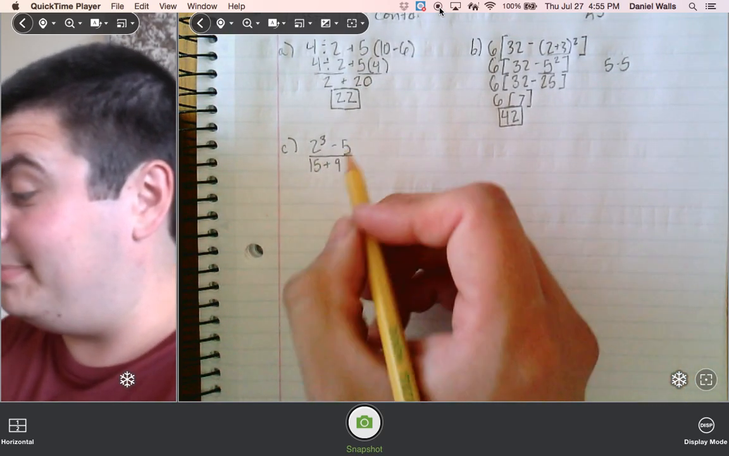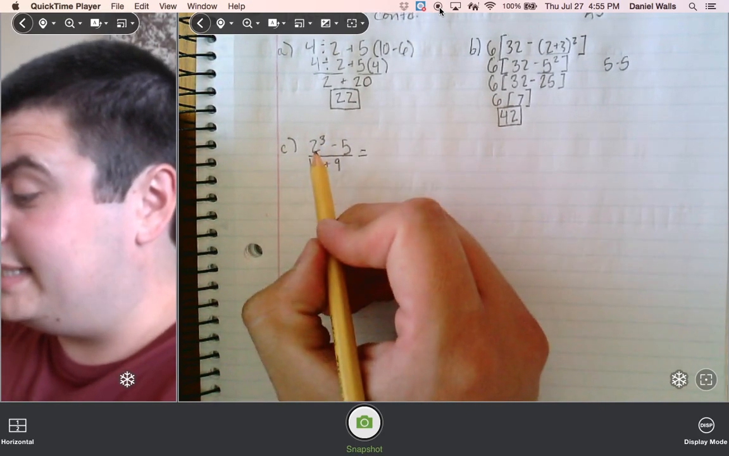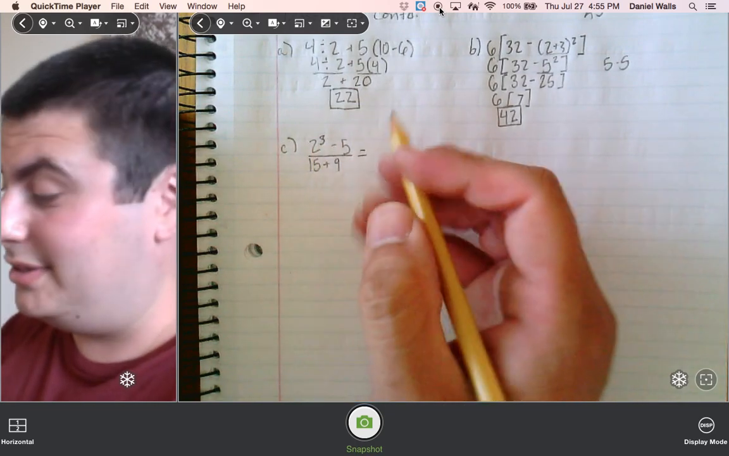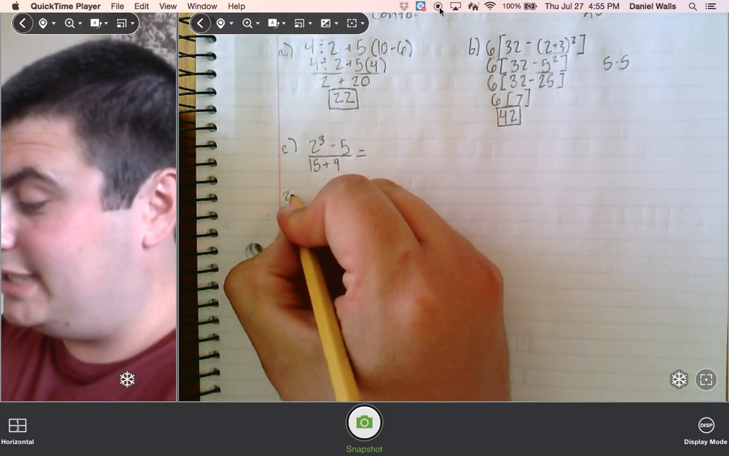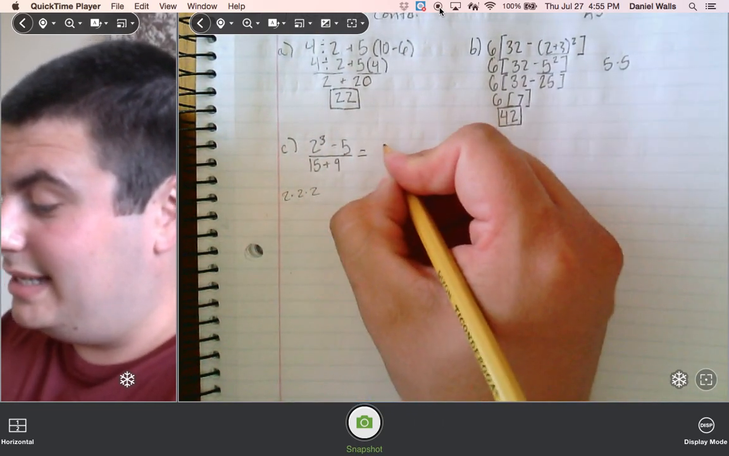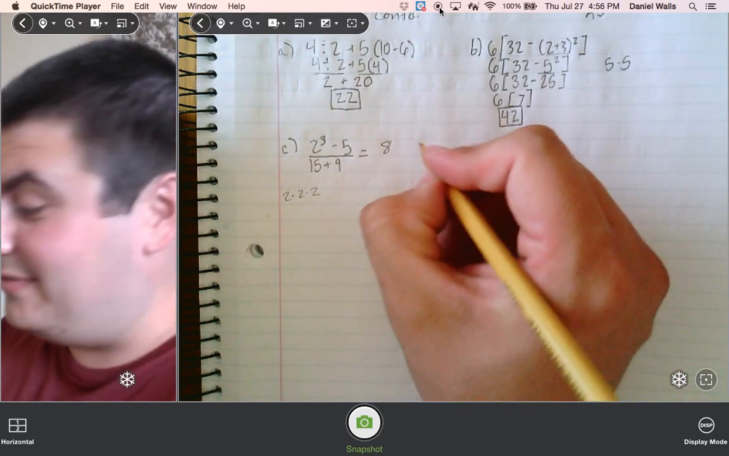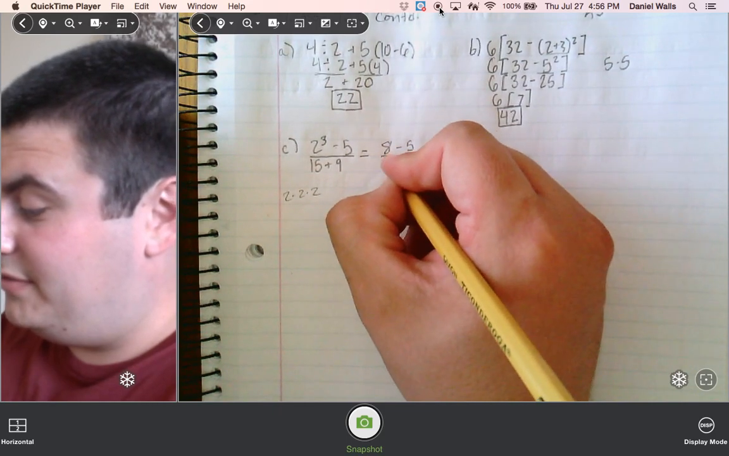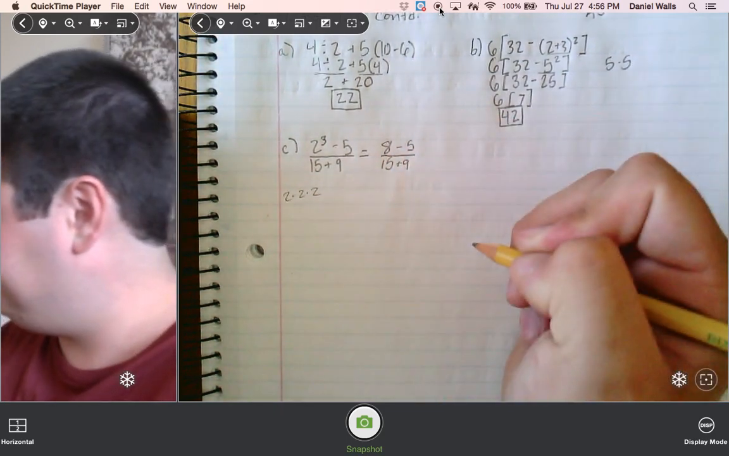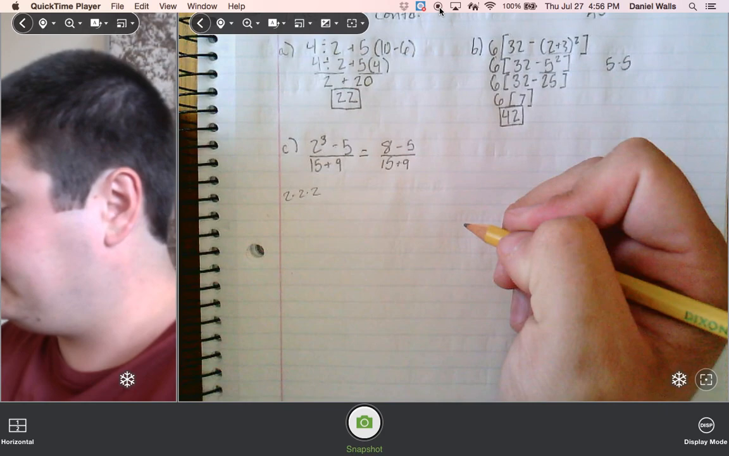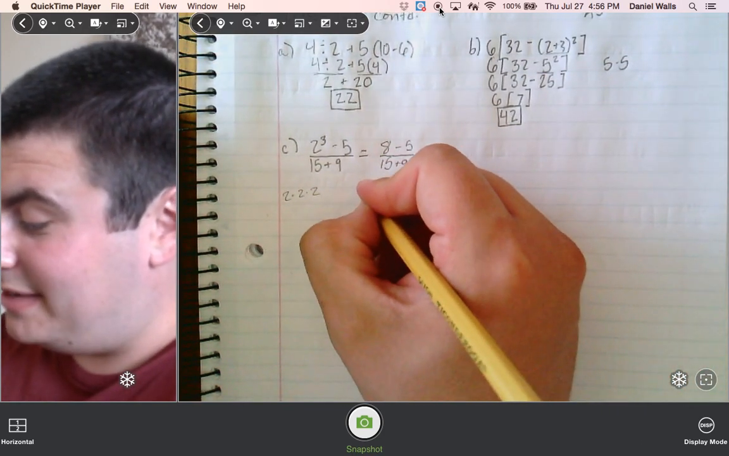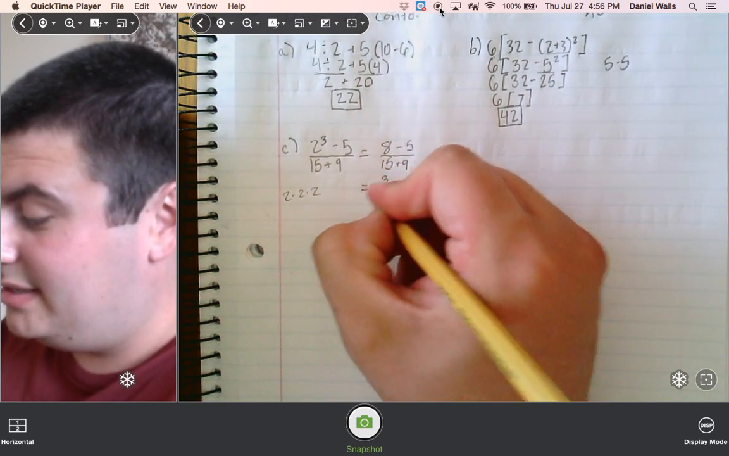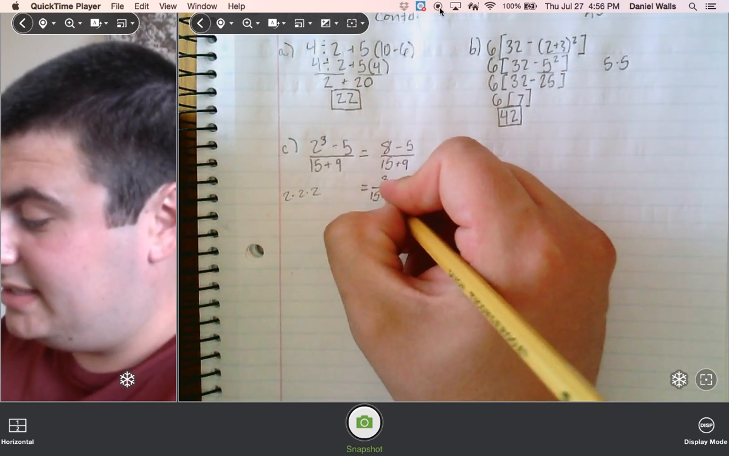So looking at the top, here we have 2 to the third power minus 5. I'm going to simplify that 2 to the third power, in which 2 times 2 times 2 is 8. So we're going to have 8 minus 5 over 15 plus 9. I'm going to simplify the top of that fraction even further, so 8 minus 5 is 3 over 15 plus 9.